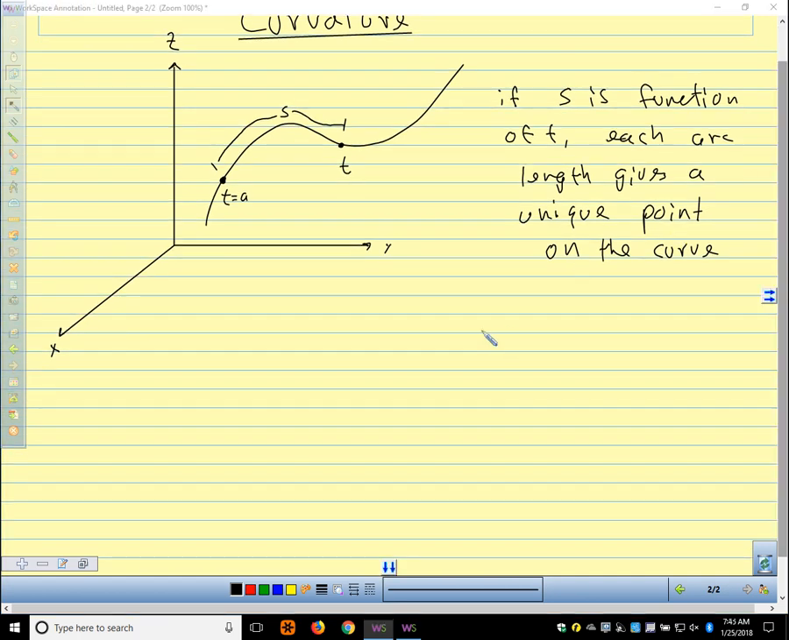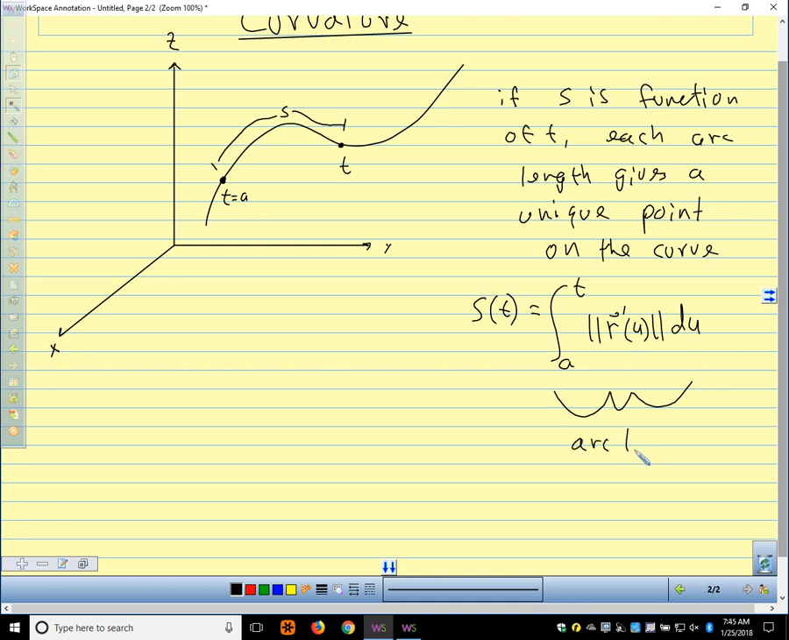So we can say that the arc length, s as a function of t, is going to be the integral from a to t of the magnitude of r prime of u du, where u is just a dummy variable for integration. So our arc length as a function of time is this integral, and we're going to call this the arc length function. That is the function that gives us an arc length on the curve.